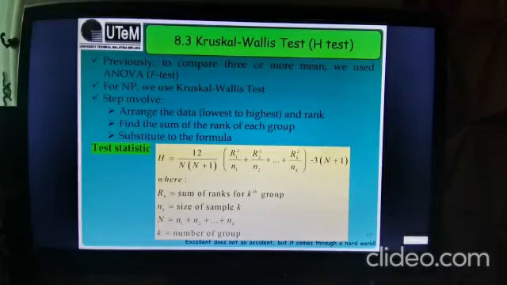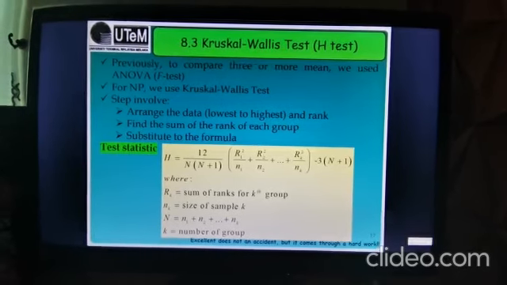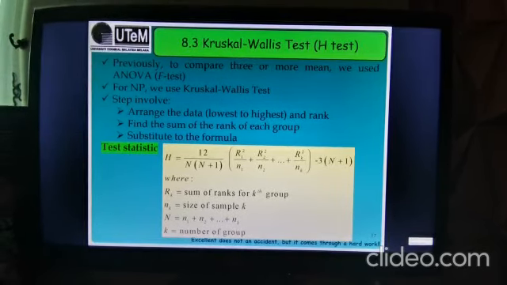Okay, now we proceed with the Kruskal-Wallis test, or H test. Just to do some revision: previously in the parametric test, when we were comparing 3 or more means, we used ANOVA. If you remember, we used the ANOVA method, where you have the ANOVA table, and then we do the hypothesis testing, and the critical value refers to the F test.